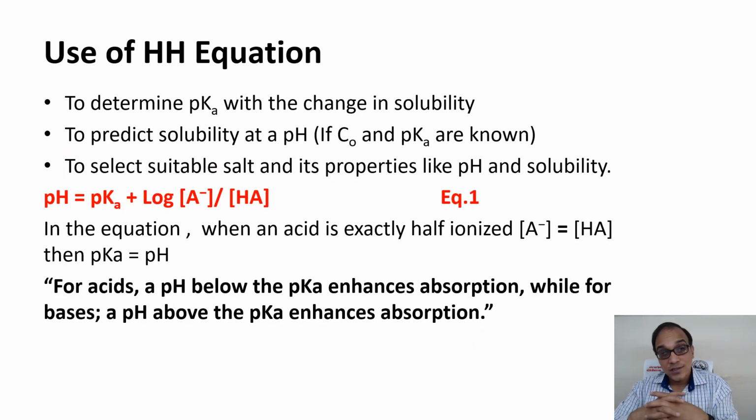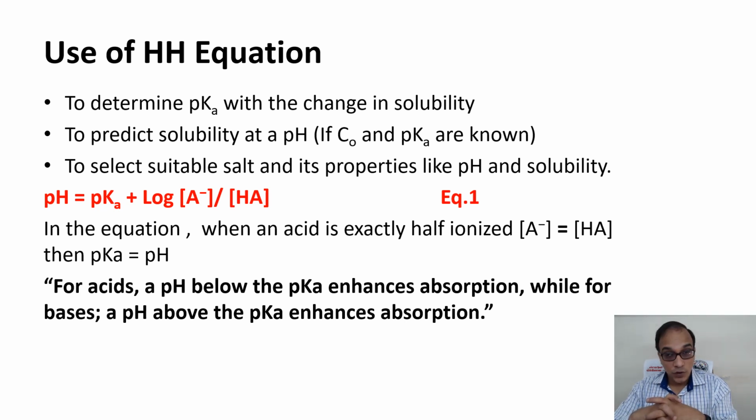How we can use the Henderson-Hasselbalch equation to determine the acid dissociation constant with change in solubility, to predict the solubility at a pH if the original concentration and pK are known, or you can say the intrinsic solubility, C0. Sometimes it is written C0, sometimes S0. So if the acid dissociation constant and this intrinsic solubility are known, we can predict the solubility.